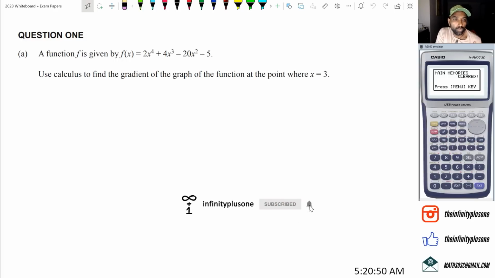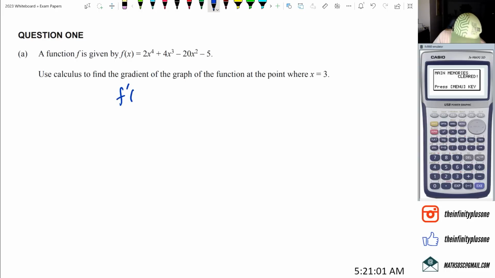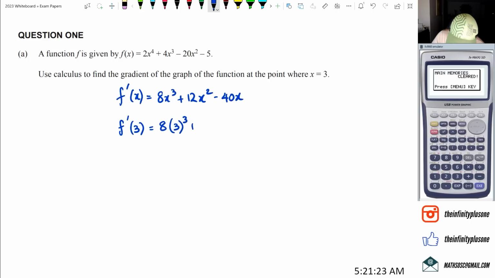Okay, so with question 1, what we've got here is just differentiate and find the gradient when x equals 3. So I'm just going to differentiate it first. We've got f dash of x is equal to 8x cubed plus 12x squared minus 40x, and of course the 5 just disappears. We're trying to figure out what the gradient is when x equals 3, so we substitute x equals 3. We've got 8 times 3 cubed plus 12 times 3 squared minus 40 times 3.